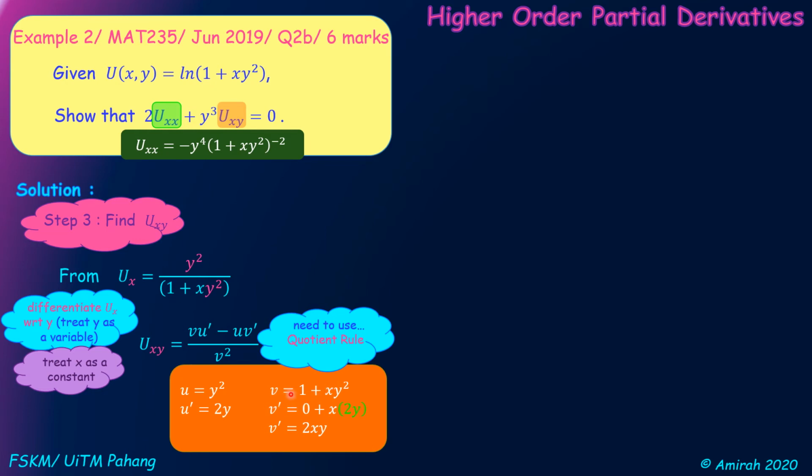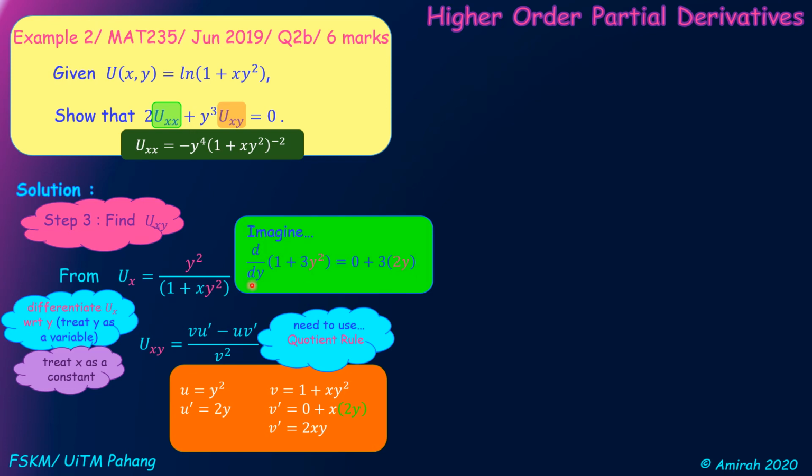When we differentiate 1 plus xy squared, let's say we differentiate 1 plus 3y squared. We imagine x equals 3. To differentiate 1 plus 3y squared with respect to y, we differentiate the constant, which equals 0, and then plus, we still put the constant 3 in front. Then we differentiate y squared, and we have 2y. So when we differentiate 1 plus 3y squared, we get 6y.